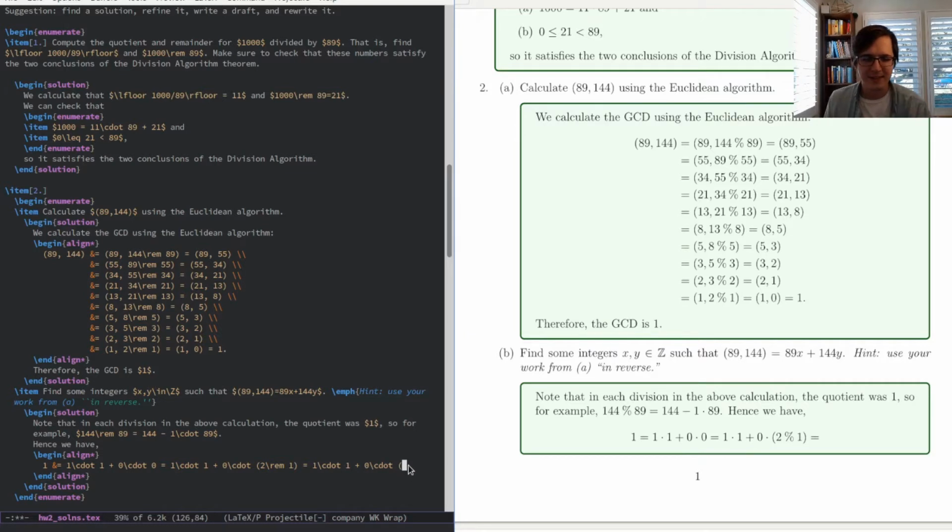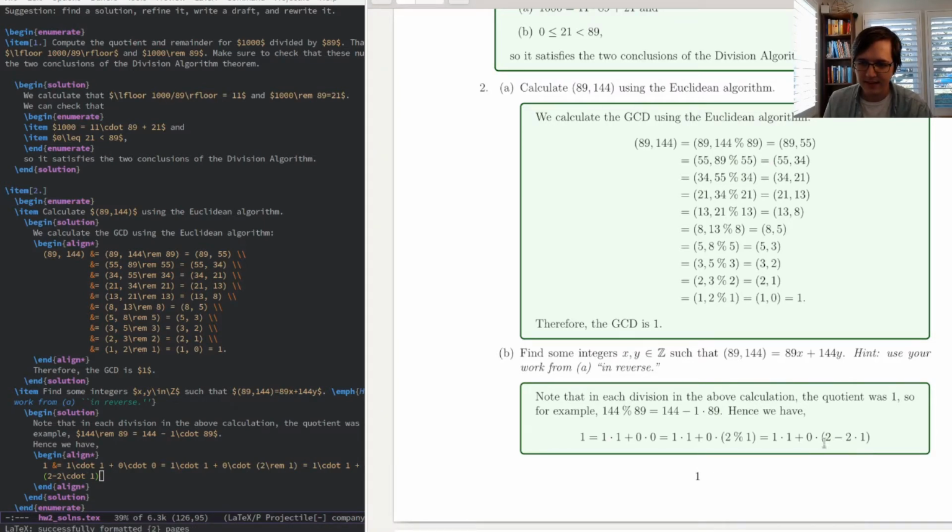Now, we're doing this in excruciating detail. That's what I said. So we're going to do it. So 2 remainder 1 was 2 minus 2 times 1. Okay, so I substituted in the other part of division. Wait, what am I doing?